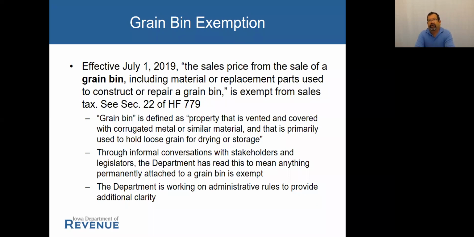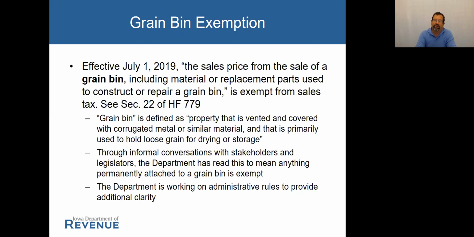They're effective July 1st of this year. There was a major change that exempts grain bins. This is because of Section 22 of House File 779 and creates the exemption for the sales price from the sale of a grain bin, including material or replacement parts used to construct or repair a grain bin. A grain bin, in this case, is defined as property that is vented and covered with corrugated metal or similar material, and that is primarily used to hold loose grain for drying or storage.